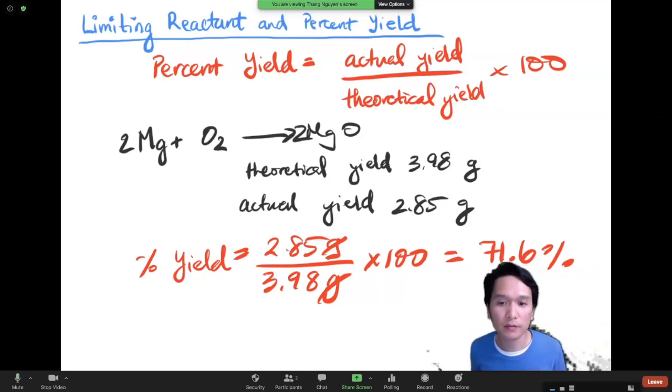So either in this class or in your future chemistry classes, knowing how to do limiting reactant and calculating percent yield will be very important when you go into your labs. And of course, there's a lot of math in this section, and the best way to improve your skills in these is what? To do a lot of practice problems.